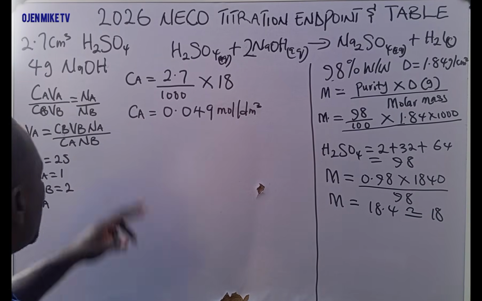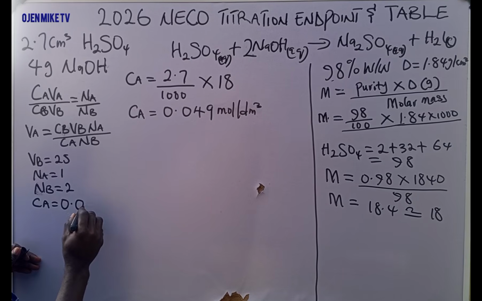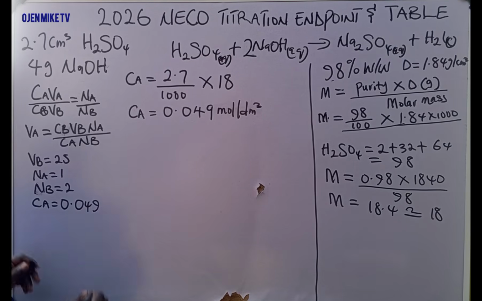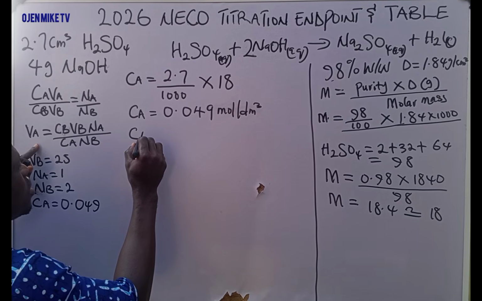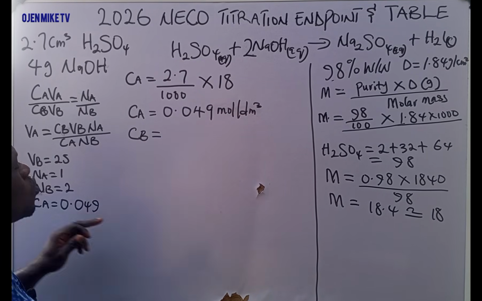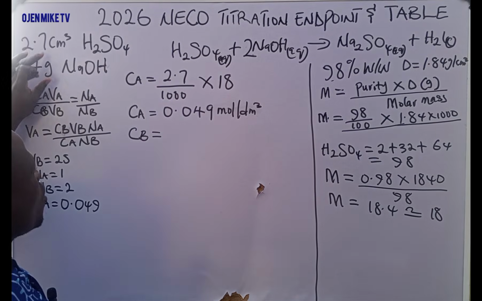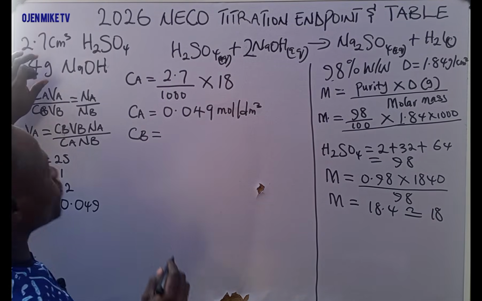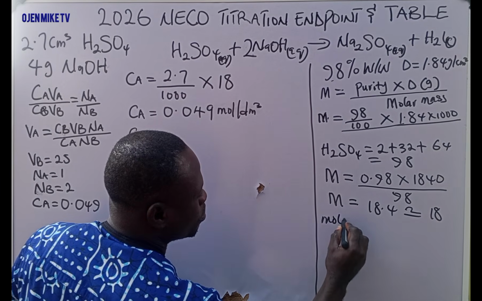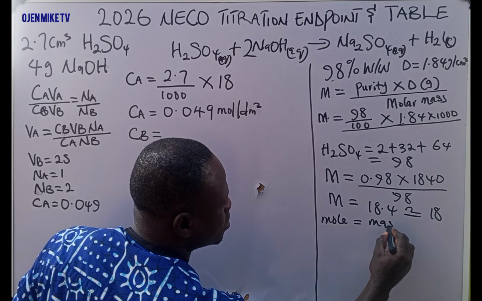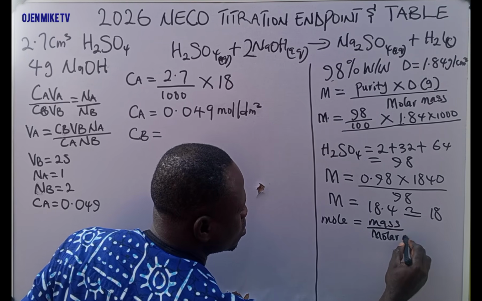We have gotten our Ca, which is equal to 0.049. Now let's look at our Cb. Cb is the concentration of base, which is given in grams. We are going to find the mole of this one. What is the mole of this one? Remember, mole is equal to mass over molar mass.